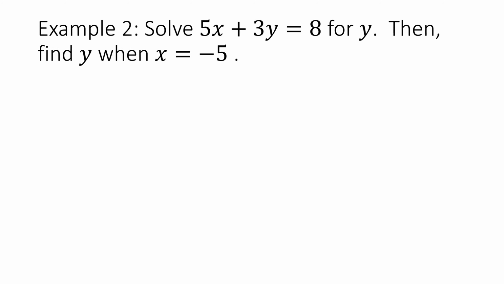Let's take a look now at example number 2. It's a simpler one, right? It doesn't have all the connotation, like it's not a geometry problem anymore. It's just a simple equation. It says solve 5x plus 3y equals 8 for y. That's part 1. And then in part 2, we're going to find y when x equals -5.